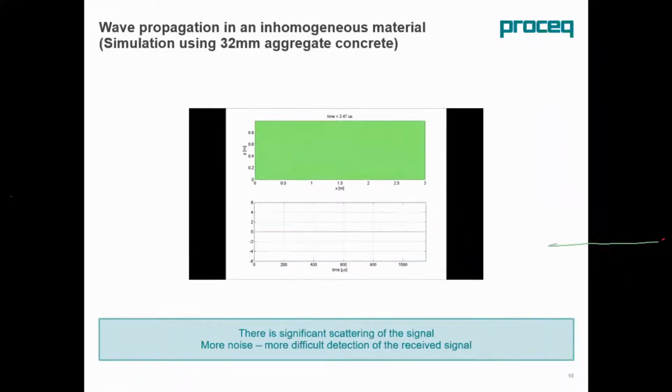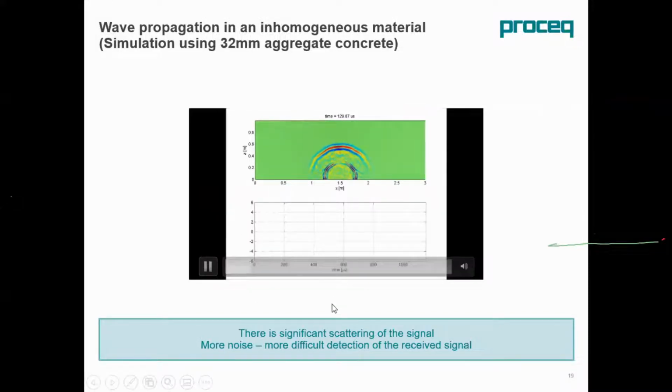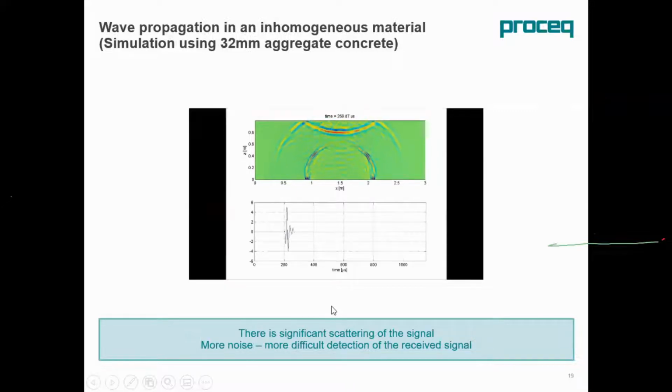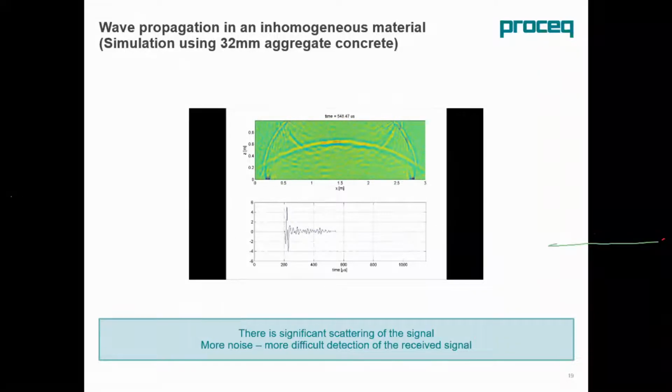What about a simulation on an inhomogeneous material, for example a 32 mm aggregate concrete? Again, just observe. Now you can see the signal is more grainy, with scattering, because the concrete is more attenuative, so the signal is weaker.